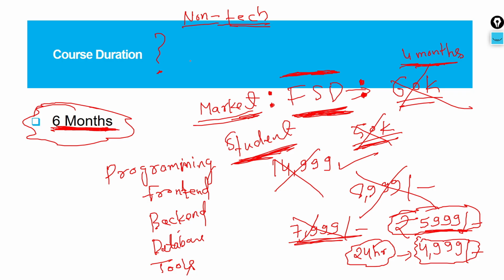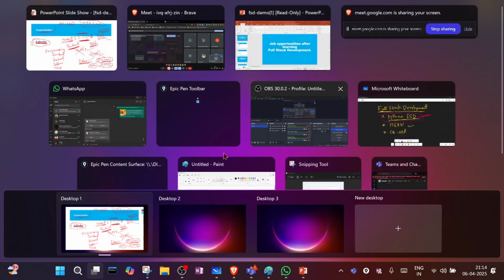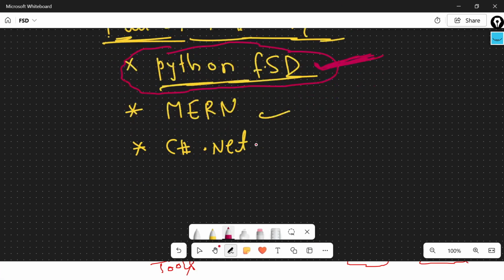So what is the actual fee of the course? Within 24 hours, 4,999. So this is the fee. If you are interested, you can start this course. And definitely, if you pay for your skills, it will be a reward for you. You will not regret it.